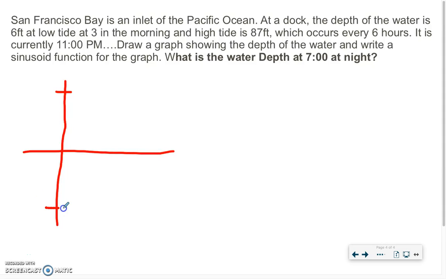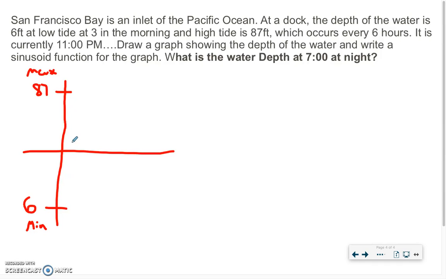So we have a high tide and we have a low tide. And at the low tide, in this case at 3 a.m., our lowest is going to be 6. And our high tide is 87. So the maximum we want to look at is 87, and the minimum is 6. So that distance right now covers a span of 81.